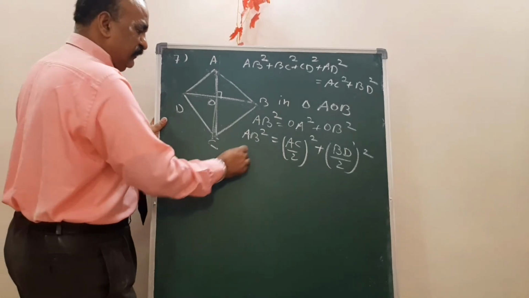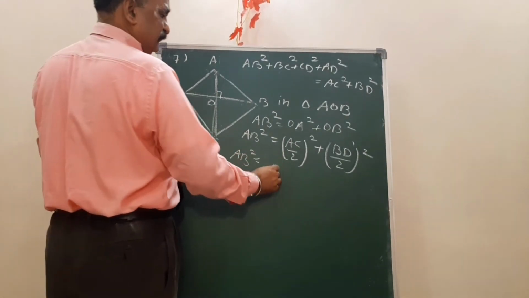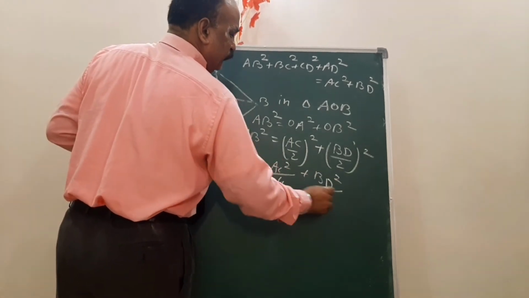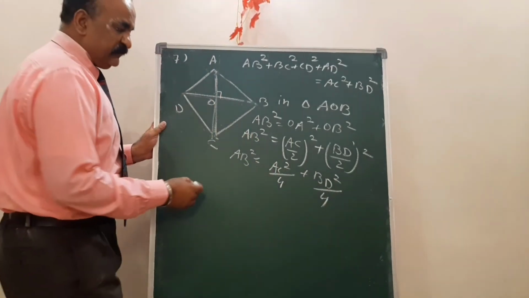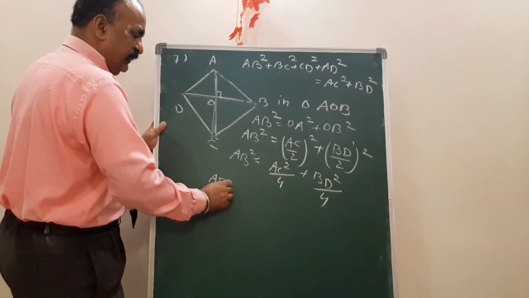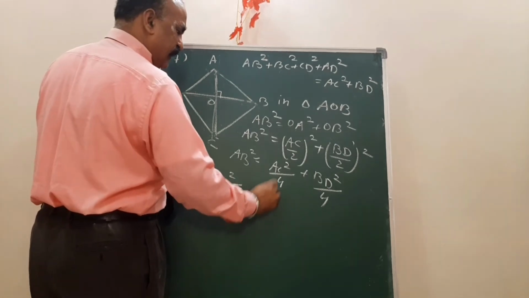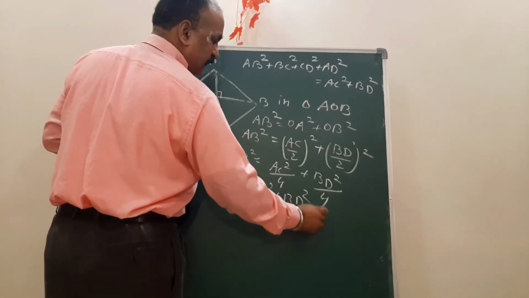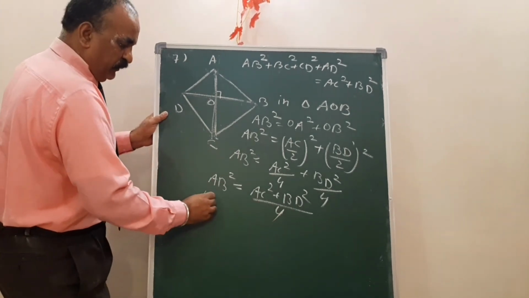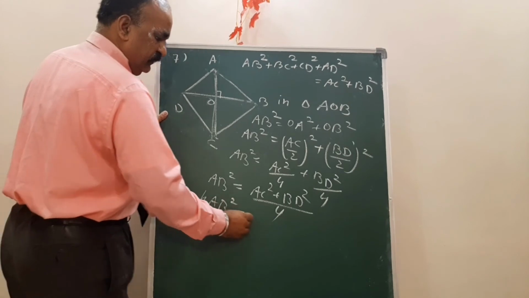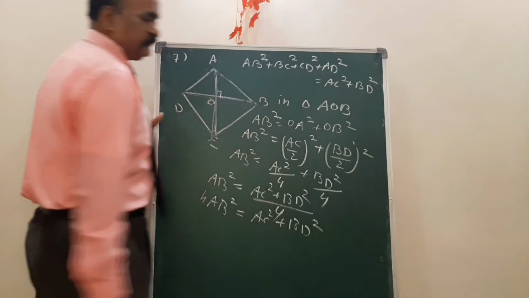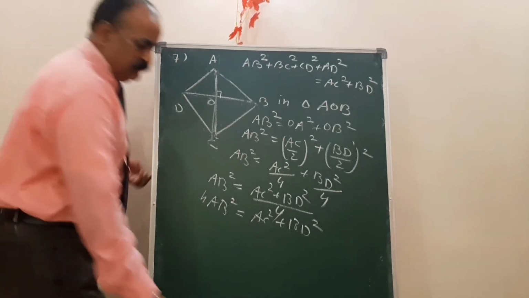So AB square is equal to AC square by 4 plus BD square by 4. Now take the LCM. LCM ले लिया तो AB square is equal to AC square plus BD square upon 4. 4 को इधर कर दो तो 4AB square is equal to AC square plus BD square. Clear?